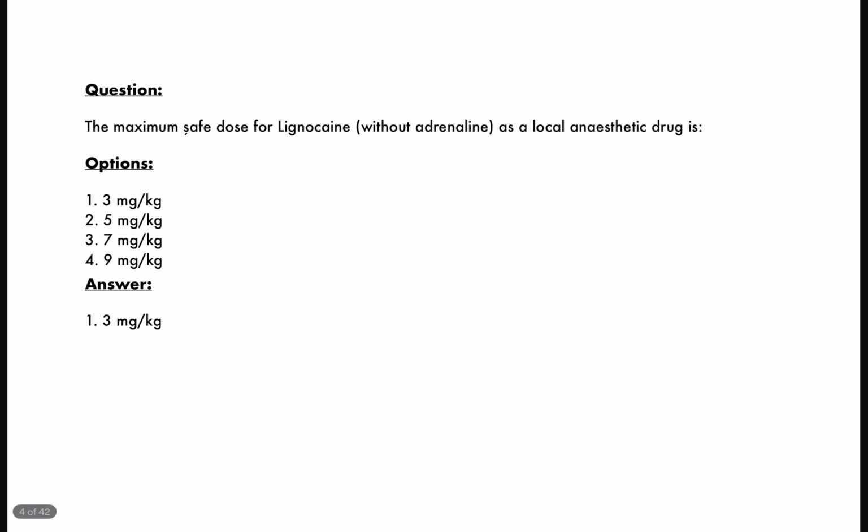Now the next question is the maximum safe dose for lignocaine without adrenaline as a local anesthetic drug. If I ask you, you need to understand a concept. Why do we add lidocaine plus adrenaline together? What is the significance of adding adrenaline to an anesthetic agent?